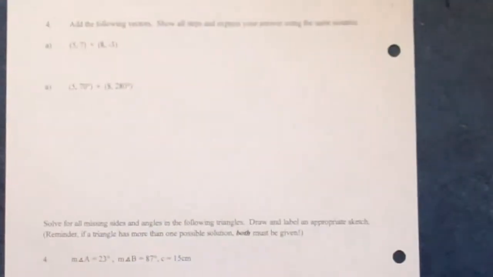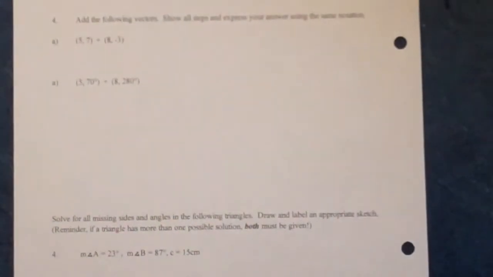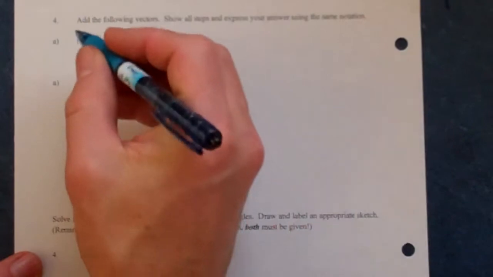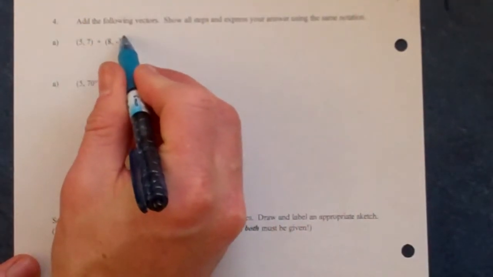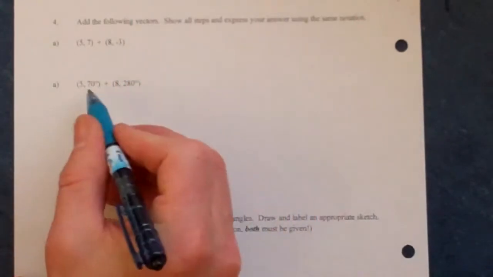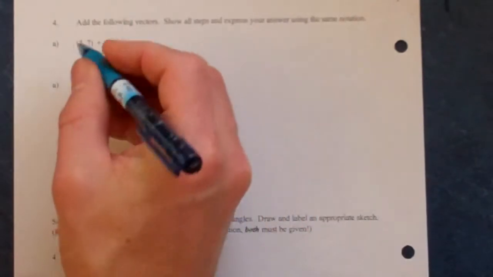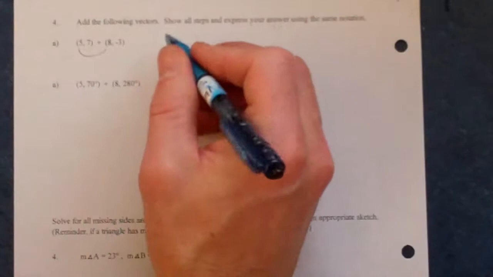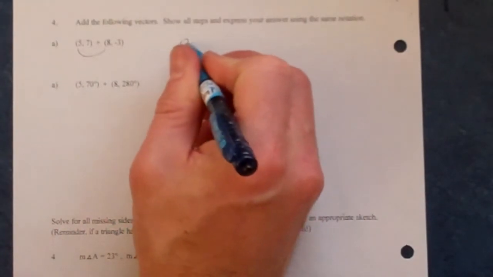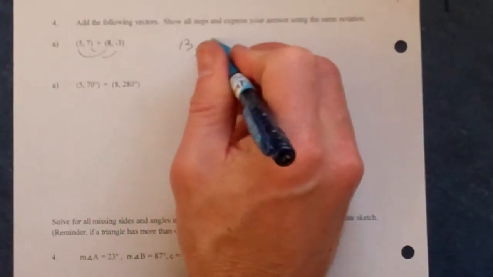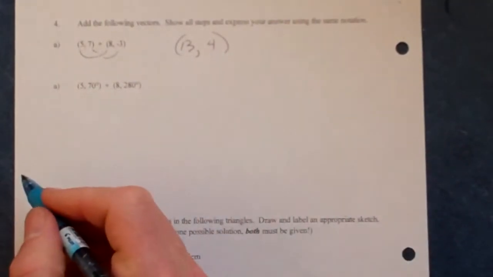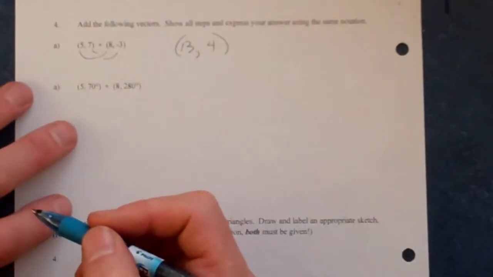Okay, on to the second page here, where I have vectors to add. In this case, they're clearly in rectangular form because there's no degree up there. There is a degree symbol here, so these are polar. So I just add the x values. That is going to be 13. And then I add the y values, and that is 4. So that resultant would be 13, 4.